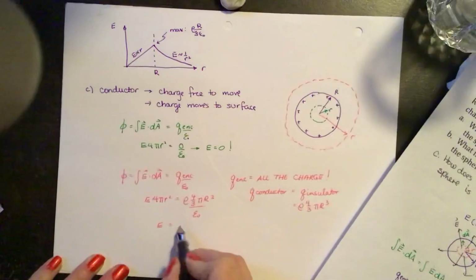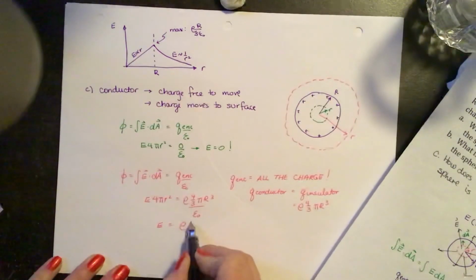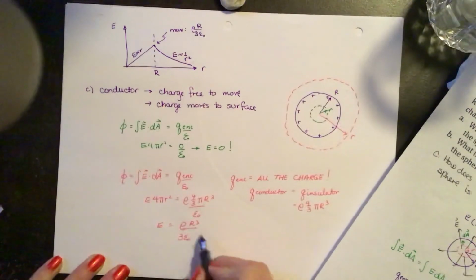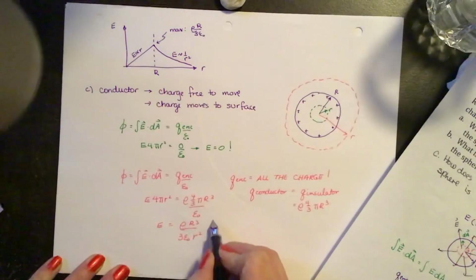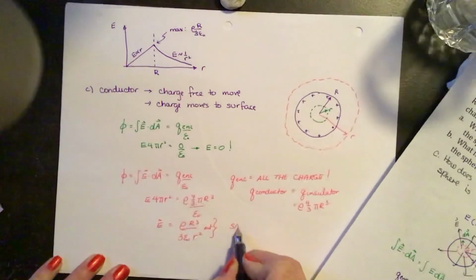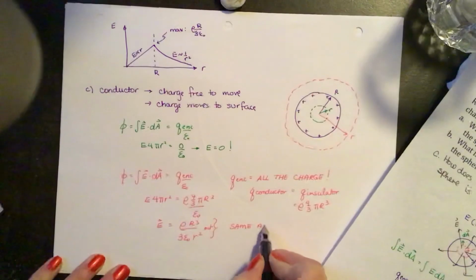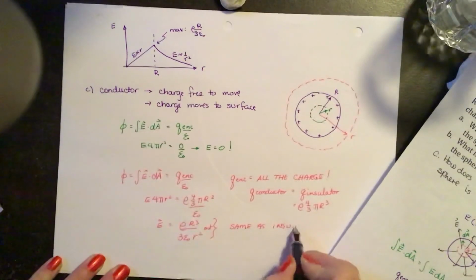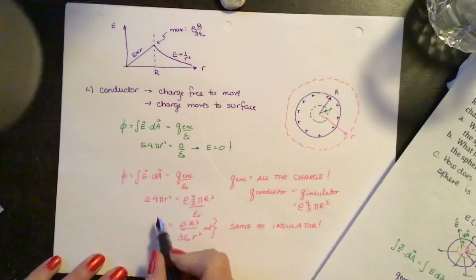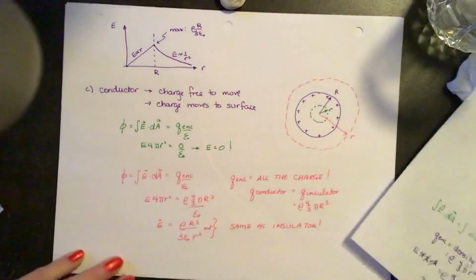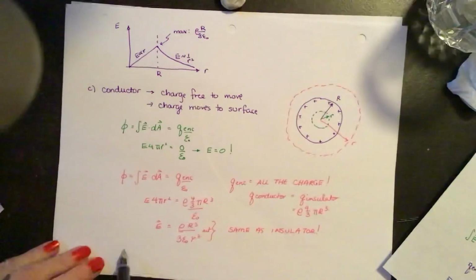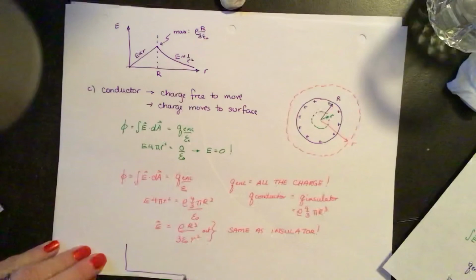So then our electric field is rho times R cubed over 3 times epsilon naught times r squared. And of course that points outwards. This is the same as the insulator. So for our conductor, the electric field inside is 0, and the electric field outside is exactly the same as the insulator.